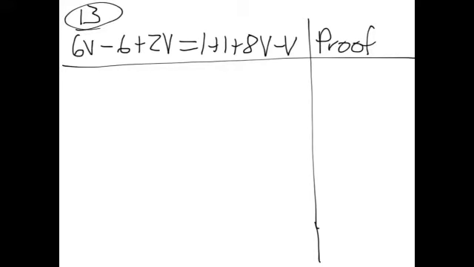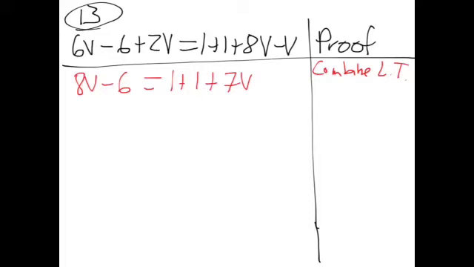And yeah, let's do 13. I'm going to start by combining like terms. Left side, this 6v and 2v make 8v, and then subtract 6 doesn't do anything. And technically it's still just plus 1, 1 plus 1, plus 8v minus v is going to be 7v.